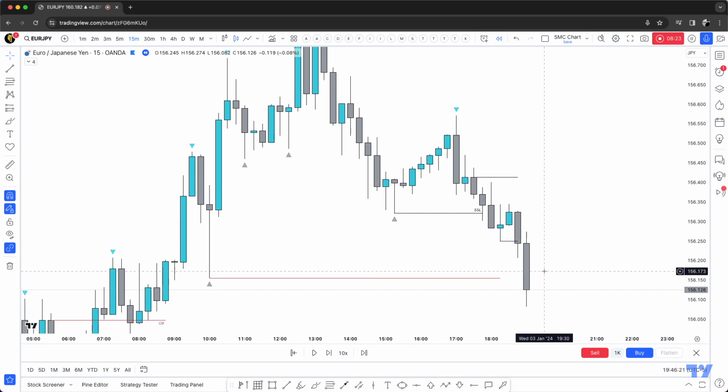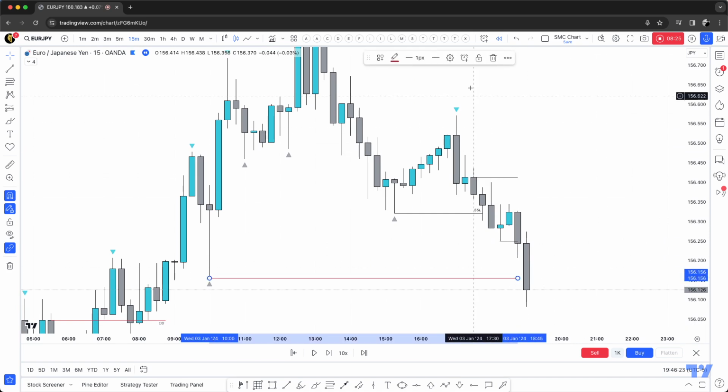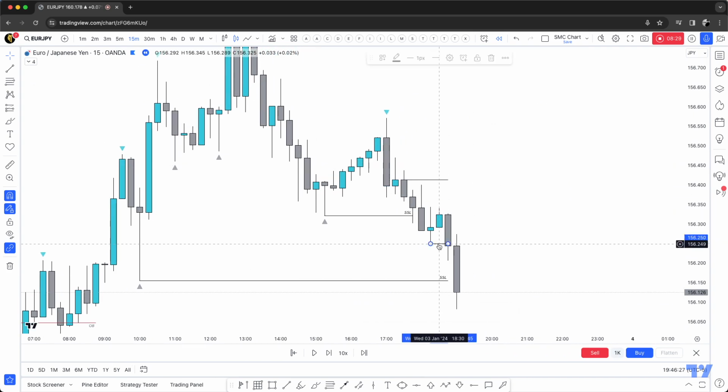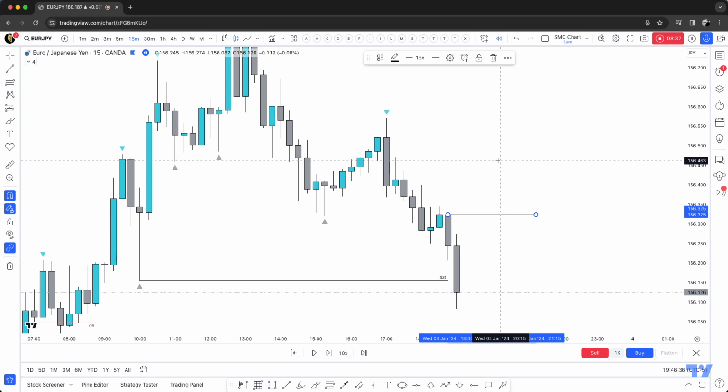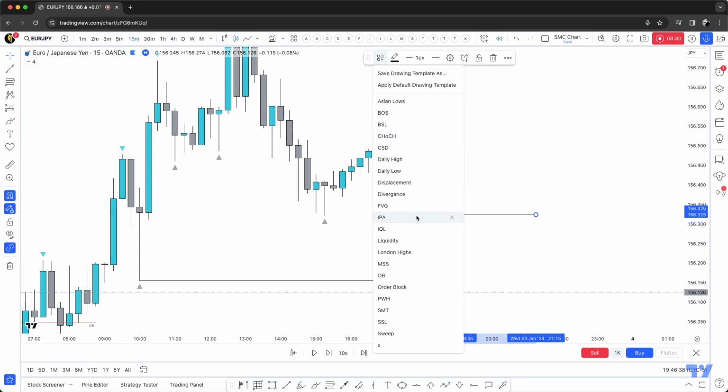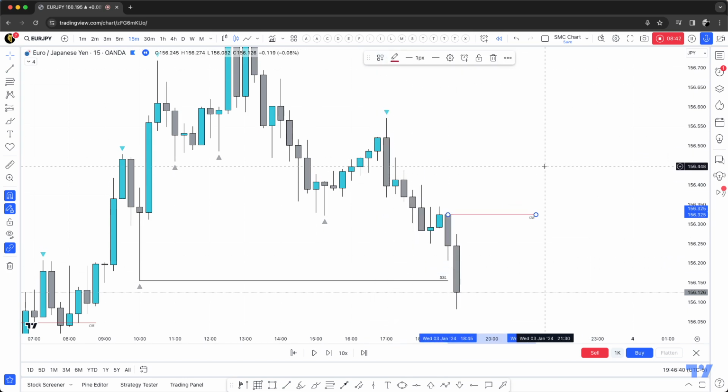We have a very strong move to the downside, now sweeping an old low. We have sell side liquidity here being taken. Now, where can we mark up our potential order block? In this case, we could have a potential order block right here, a bullish order block, because I'm trying to look for the reversal.